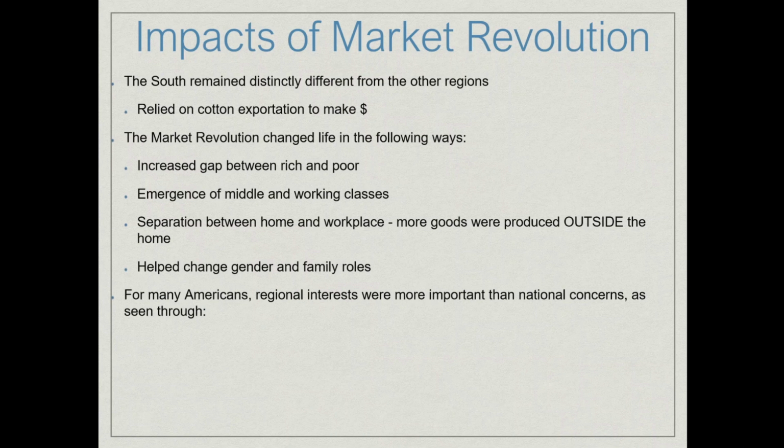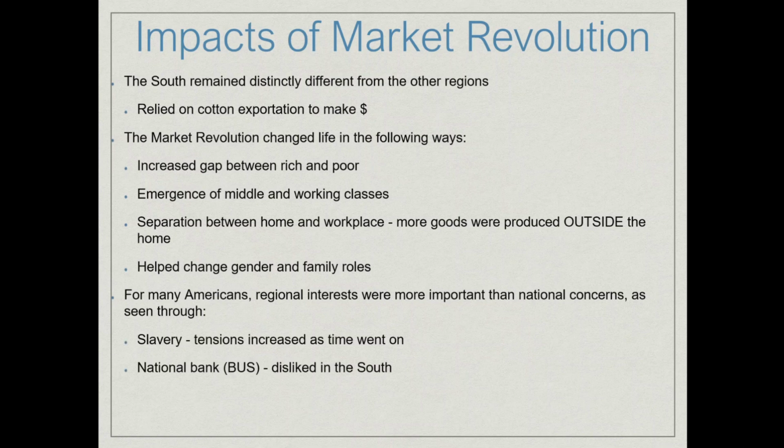For many Americans, regional interests were more important than national concerns, as seen through slavery, we talked about this, the national bank, and tariffs. The tariffs will favor the North because it forces people to buy from the national factories. And if you're a consumer, which the Southerners are consumers, they don't actually make the stuff. They don't have manufacturing in the South. They dislike it because it makes goods more expensive for them.